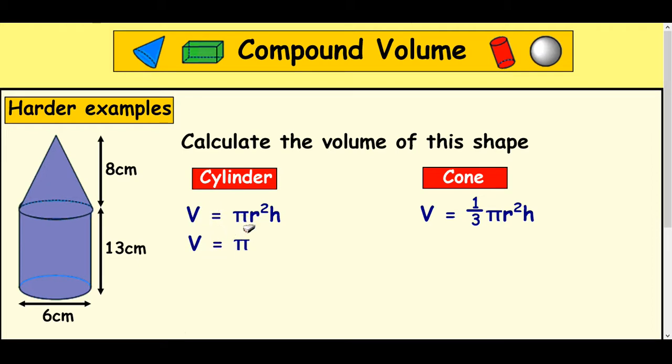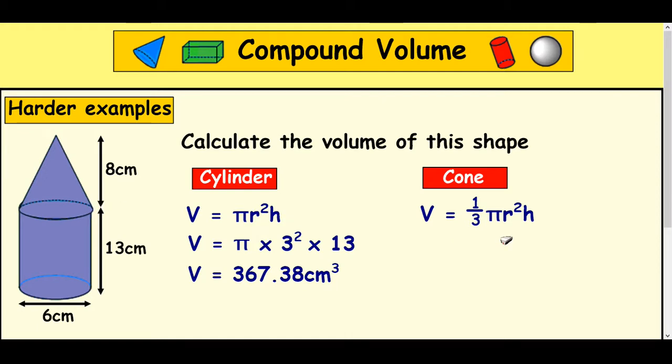So you need to find the radius of the cylinder. Now the radius is from the centre to the outside, which in this case is 3. That's the diameter all the way across, which is 6. So we want to use 3 squared, and you can write 3 times 3 if you want. And the height of the cylinder is up to 13 there. So times 13. Type that into your calculator and you'll get an answer of 367.38 centimetres cubed.